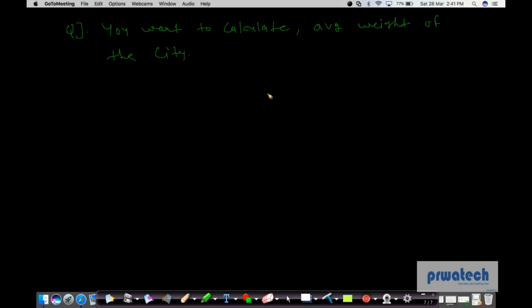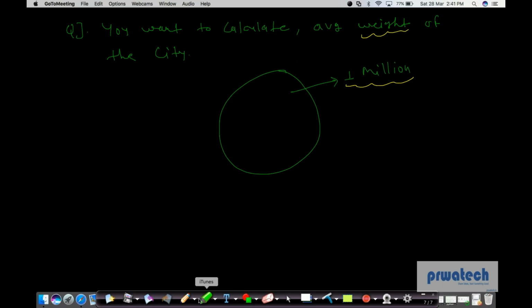So how do you calculate this? This is my main city where I have 1 million population. Will we visit 1 million houses one by one and ask, sir, what's your weight? Is it practically possible? This is not practically possible, and hence we decide to take a sample set from this. So this 1 million is the total population, and I will take a sample of it.